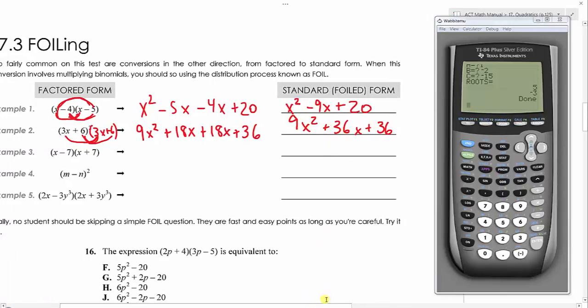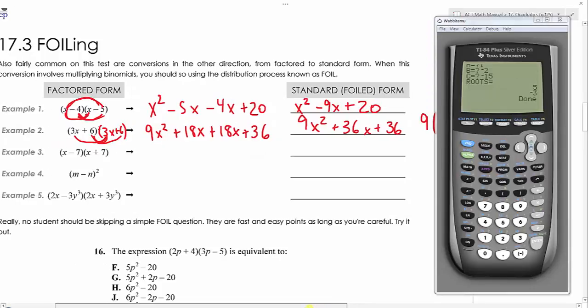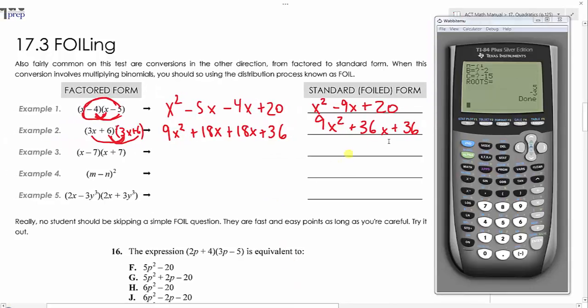You could factor a 9 out. You could do something like 9 and then in parentheses the x squared, and so on. But for right now, there's no reason to do that. But keep in mind, you cannot simply divide through by 9 unless you're dealing with an equation rather than an expression.